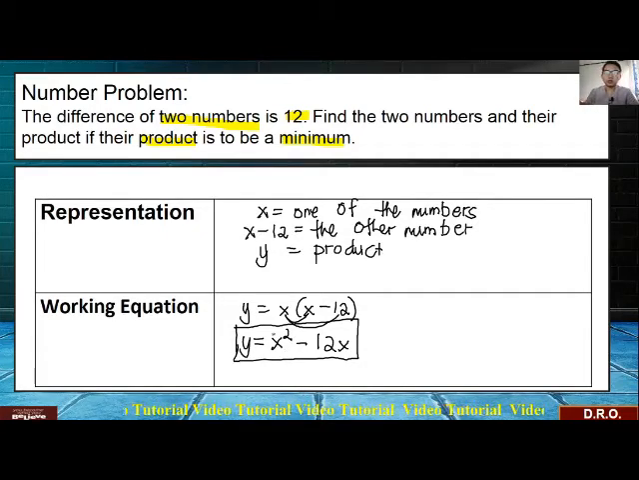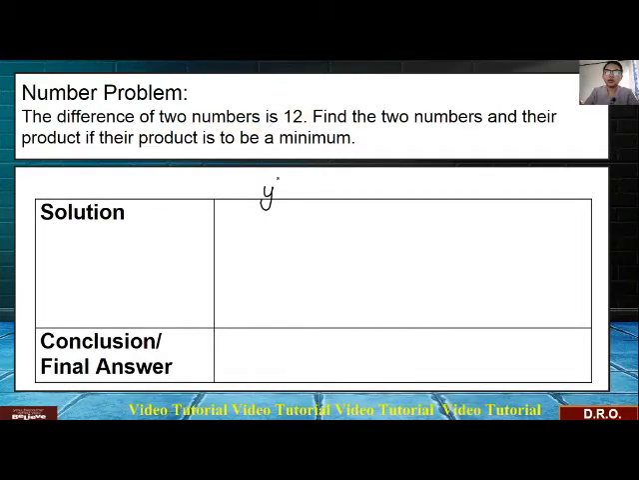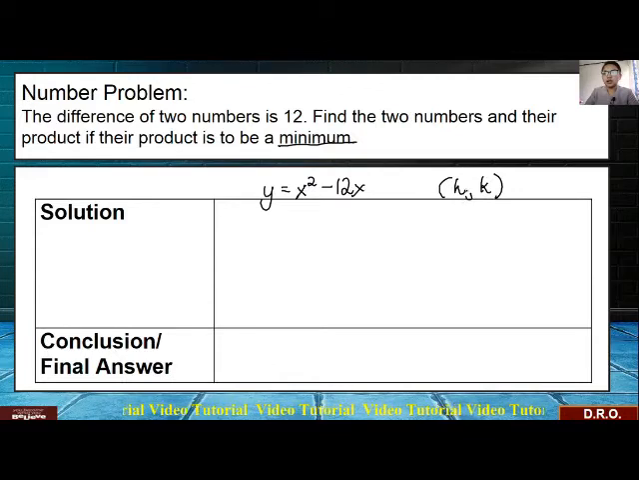Now we proceed with the solutions. Let us copy first our obtained working equation, which is y equals x squared minus 12x. Now, since we are talking about the minimum, and we all know that the minimum happens to be a vertex, which is a coordinate value (h, k), or ordered pair (h, k), wherein h will be our x value and k will be the y value. Since we are finding the two numbers, and one of the numbers is x, we can use the formula for h. So h equals negative b over 2a.